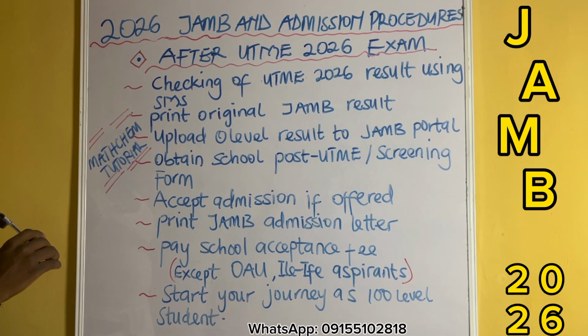After you have printed the admission letter, the next thing to do is to pay your acceptance fee. Some schools don't charge an acceptance fee. That's why I said except Obafemi Awolowo University, Ile-Ife aspirants, you are not going to pay acceptance fee. A lot of schools in Nigeria charge acceptance fee, maybe something around 50,000 naira. Some charge 30,000 naira, some 40,000 naira. But OAU, Obafemi Awolowo University aspirants, don't pay acceptance fee.